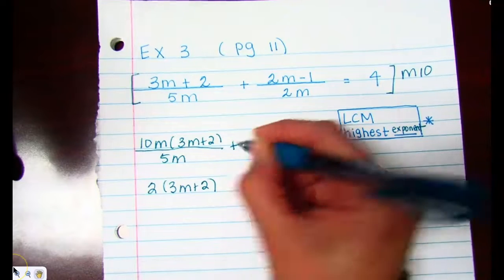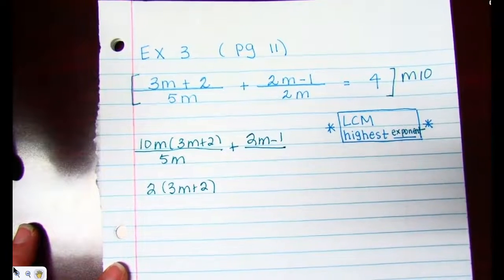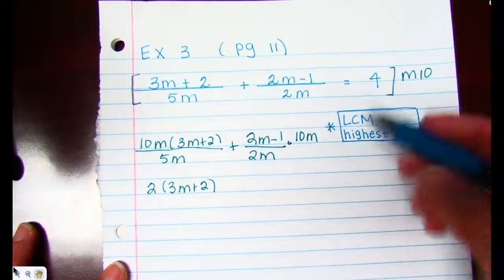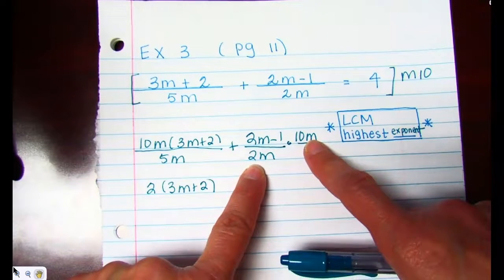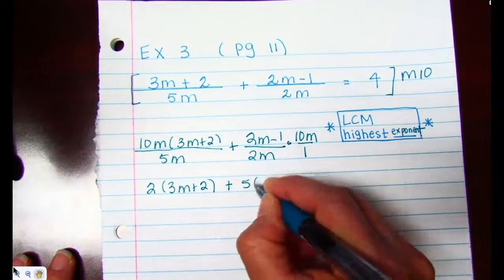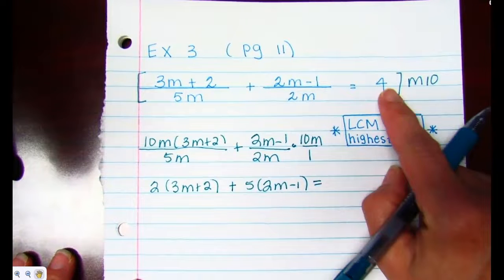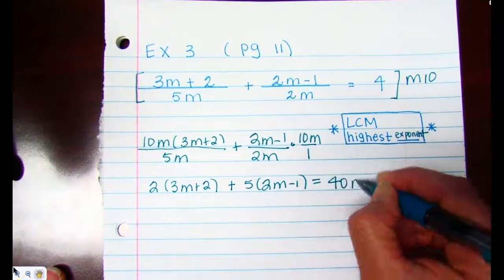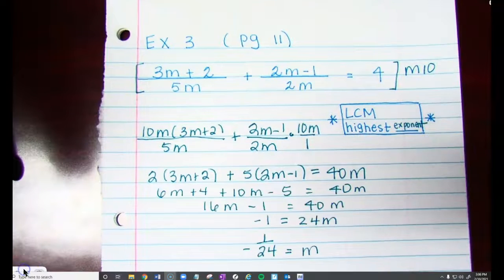Let's take a look at the middle piece of the fraction. So 2m minus 1 over 2m. And then we're going to multiply that by 10m. Remember, that's like over 1. The 10m and the 2m cancel out to just a 5. So that 5 is going to be multiplied by 2m minus 1. So don't forget to always do the other side of the fraction bars or the equal sign. Don't forget the 4. That's just 40m. We're going to distribute and just solve.